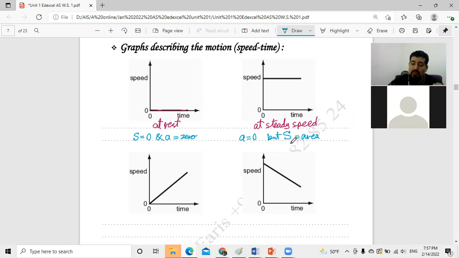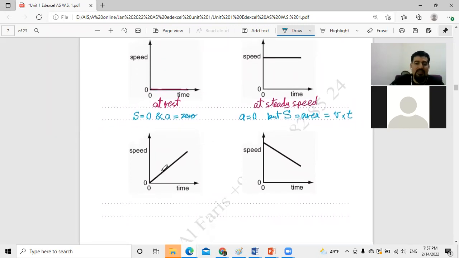Bravo, okay? But we have to know that whenever we have a graph, we have to use the gradient or we have to use the area under the graph. So in this situation, because I'm talking about constant speed, the area under the graph is what? It's the distance covered, which is velocity times time or speed times time. If I have values, I will give you numbers, but I don't have values now here.